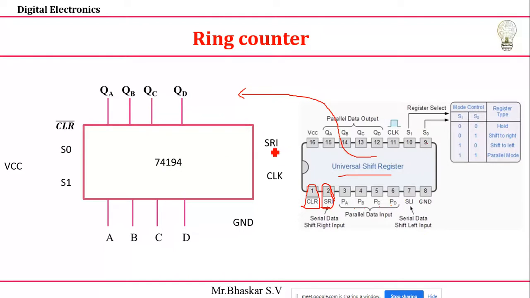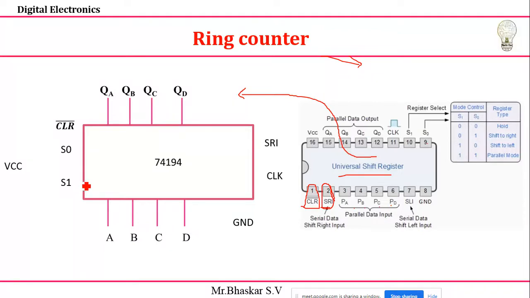I'm going to use right shift. Left shift I'm not going to use, because when it comes to a ring counter, data moves to the right side only. That's why I'm going to use this pin only, SRI. I'm going to use a clock, and ground and VCC are compulsory, and clear as well as S0 and S1 I'm going to use.